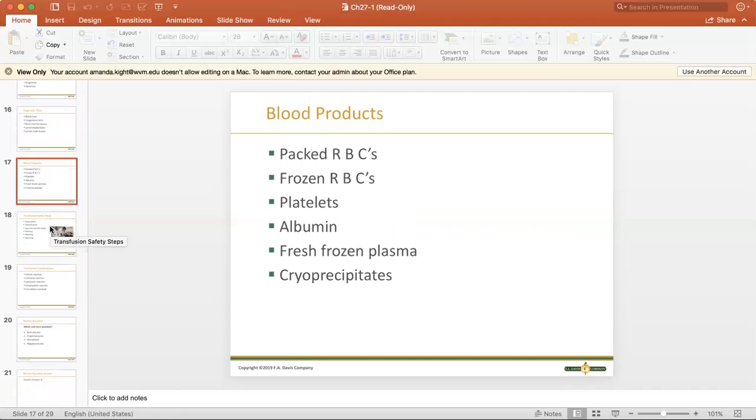Blood products. So these are all blood products that we can give to patients if needed, which is great. I mean, this is amazing that we can give this to patients that are not able to create or don't have enough for themselves, especially when we talk about some of these disorders that we're about to get to.